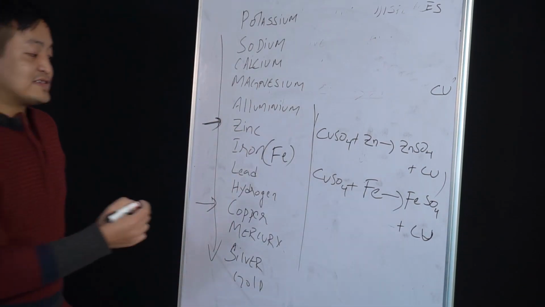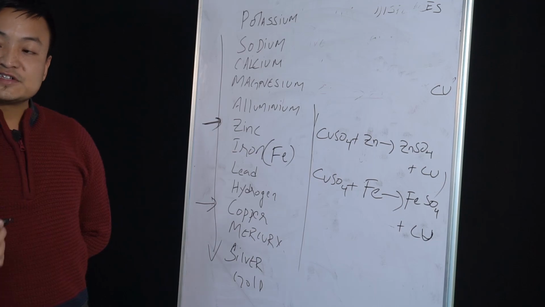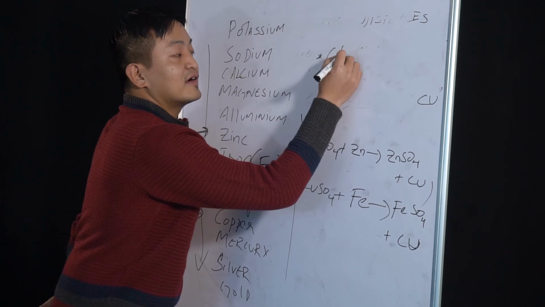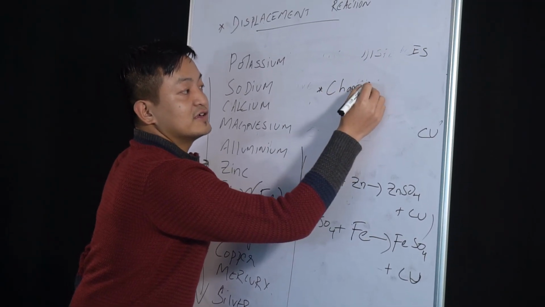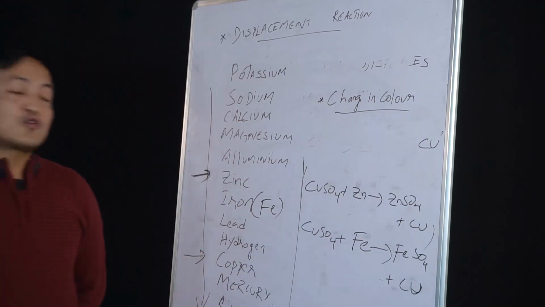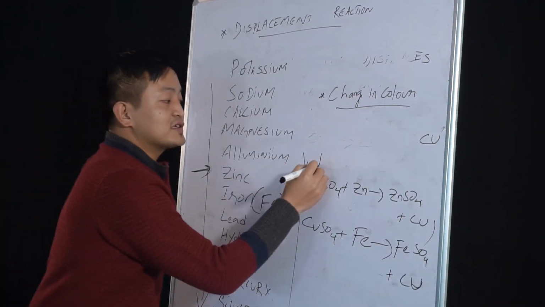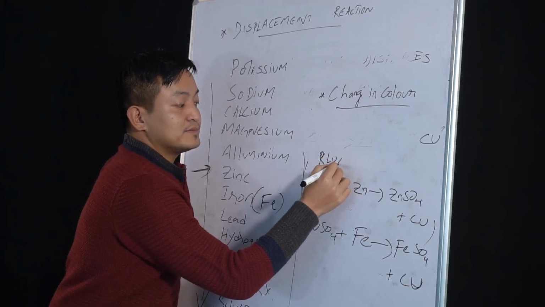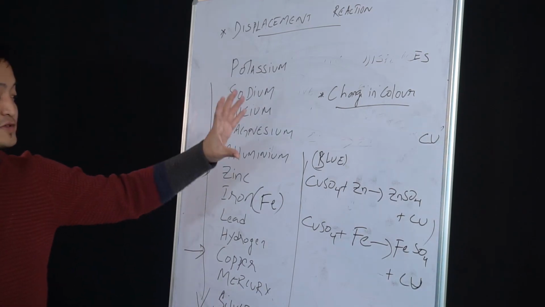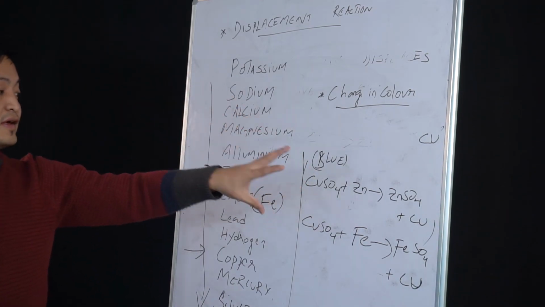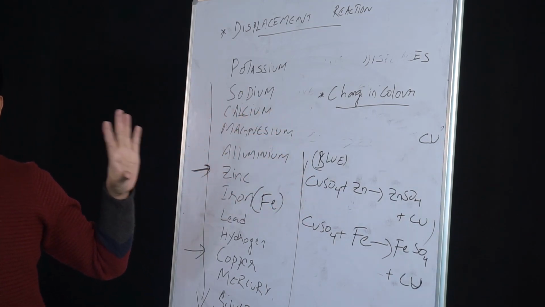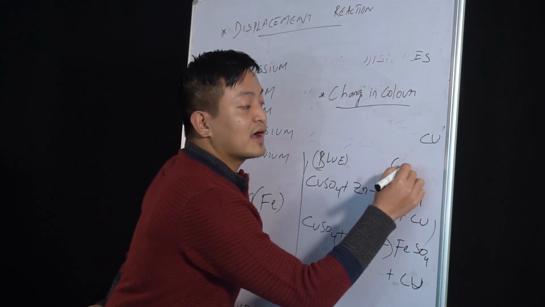Now, the second kind of confirmation or observation that we'll see in displacement reaction is change in color. Copper sulfate is bluish in color. It is blue in color. When zinc reacts with copper sulfate, then the color will change. The color will change to colorless.